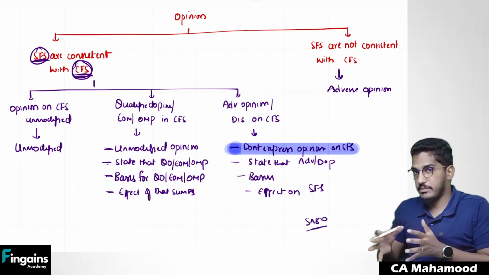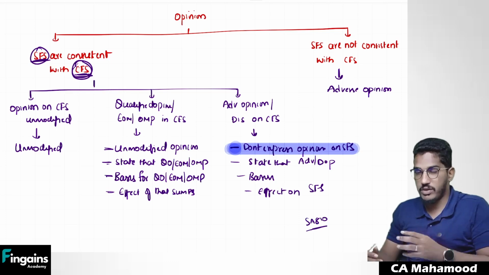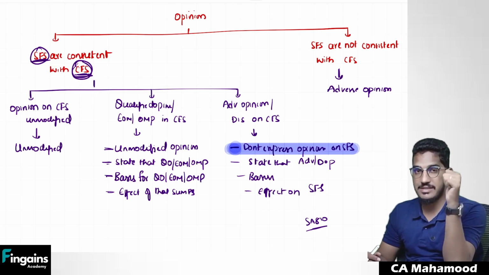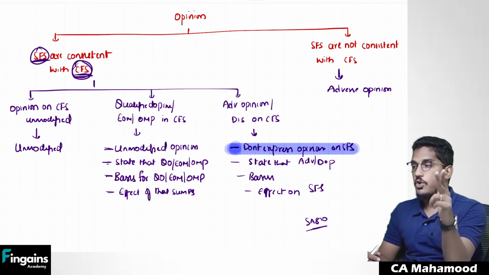Clear? So with this, I want to wind up this chapter. I don't want to spend even more time on it. So we are done with the specialized areas, and in the specialized areas we have covered 3 standards: SA 800, 805 and 810. Hope you guys have understood this.